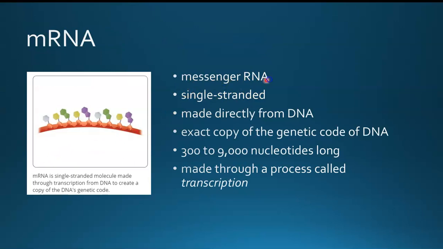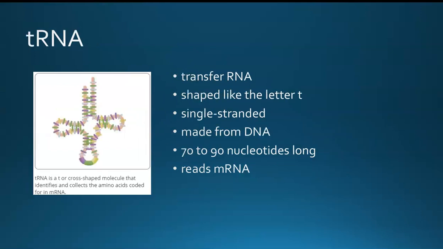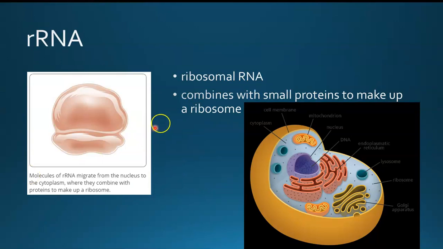Messenger RNA, mRNA, right, is an exact copy of the genetic code. That's what I want you to take home from this slide. Transfer RNA reads mRNA. Just commit that to memory for now, and I'm going to show you how all that happens next week. But right now, it's enough for you to know that the T stands for transfer, and it's what reads the information in the mRNA. And then finally, ribosomal RNA combines with small proteins to make up a ribosome. Okay, without ribosomal RNA, we don't have ribosomes, and if we don't have ribosomes, we can't make proteins.